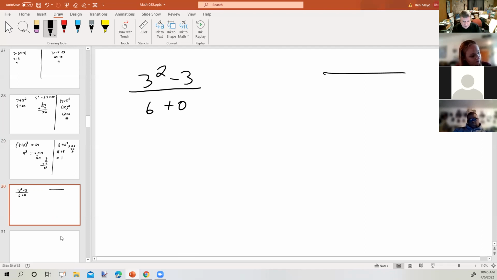So it falls under the category of grouping symbols, which we just use the P for parentheses, but that includes other grouping symbols as well. So I'm going to deal with the numerator first. I've got an exponent and subtraction. I would do the exponent first. 3 squared is 9. And 9 minus 3 is 6. So simplifying the numerator first, it breaks down to just 6.